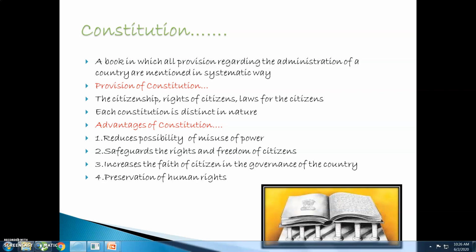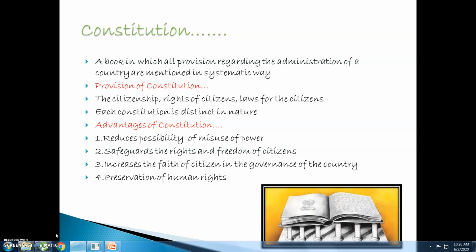Because of that, one of the advantages of the Constitution is that it increases the faith of citizens in the governance of the country. All of us are citizens of India, and it is very important that the relationship between us and the government should be faithful. Because of the Constitution, it helps to make and grow the relationship between the government and the citizens of the country.